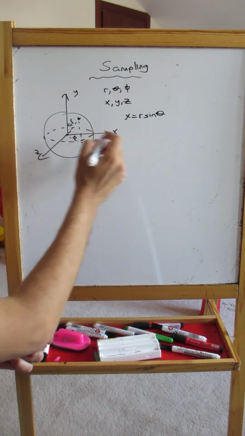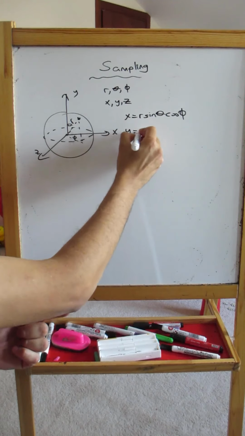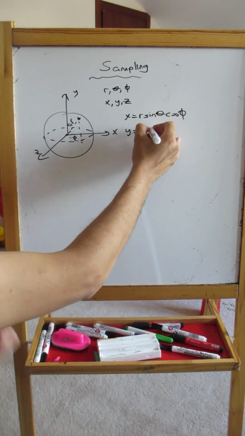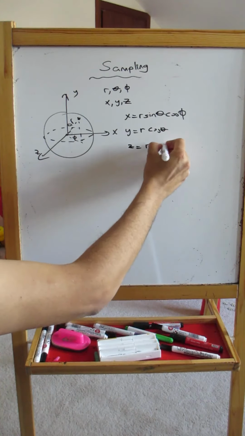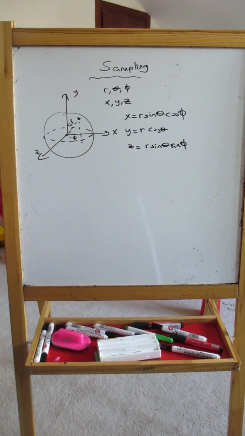cos phi. So theta is this angle. Y is equal to r cos theta, and z is equal to r sin theta sin phi. So just like the mapping for a disk with polar coordinates, we have the mapping between the spherical coordinates and the xyz coordinates.